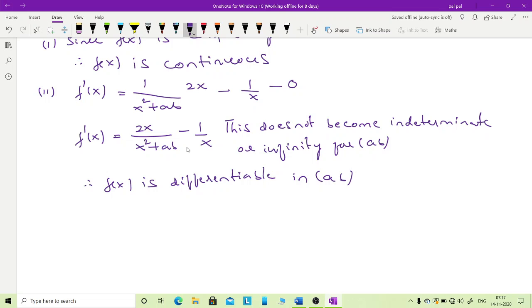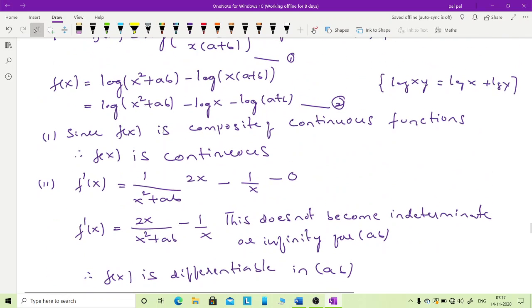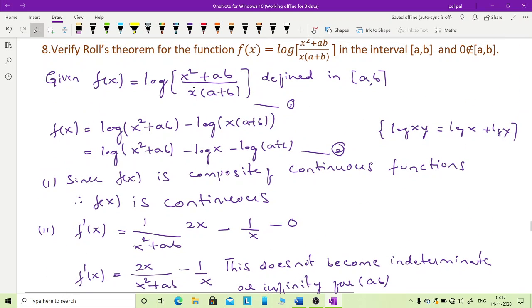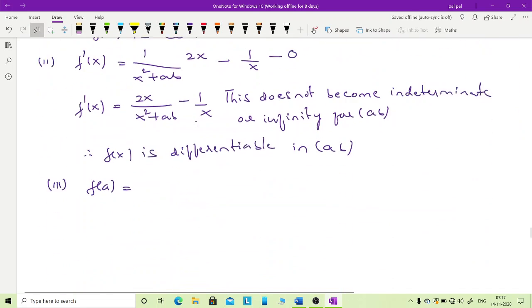So the next condition is f of a and f of b. To check the third condition, f of a is equal to f of b, we use the same function, equation 1. If you put x is equal to a here, what does it give? a square plus ab by a into a plus b.